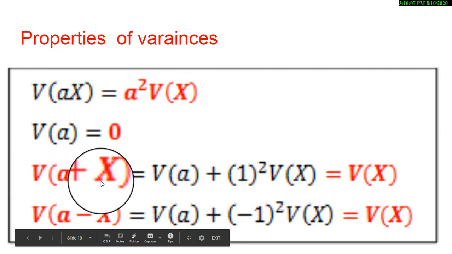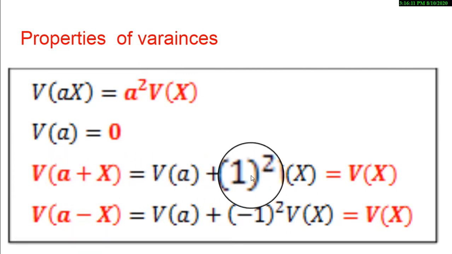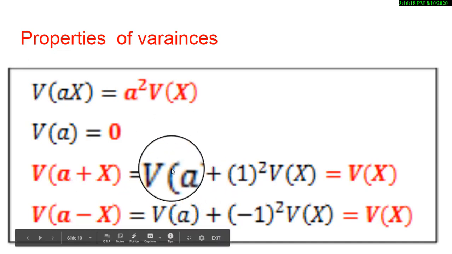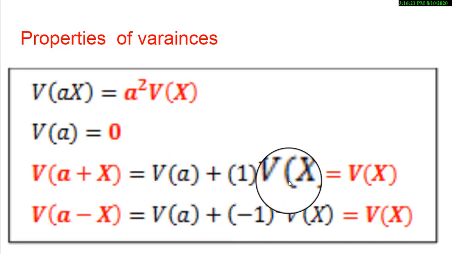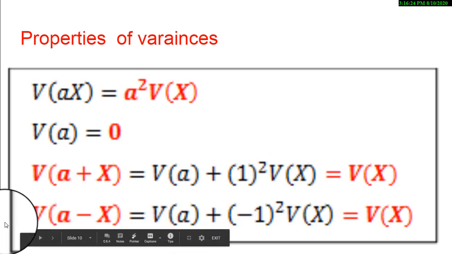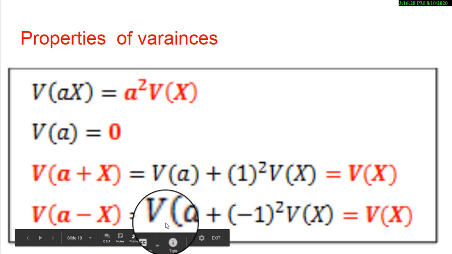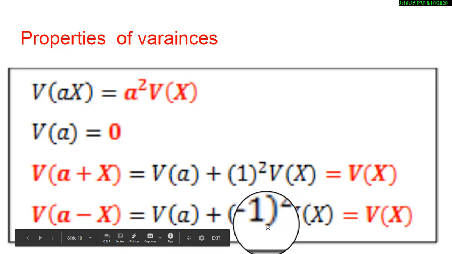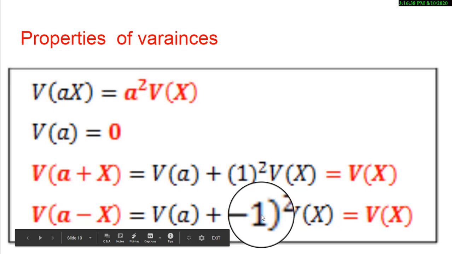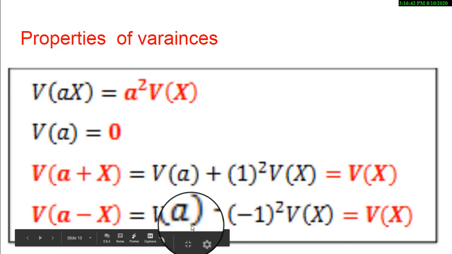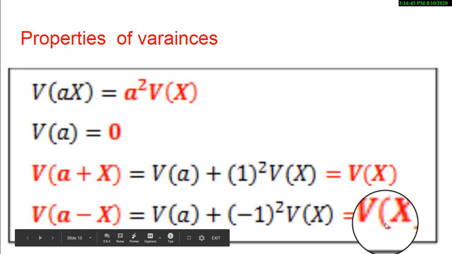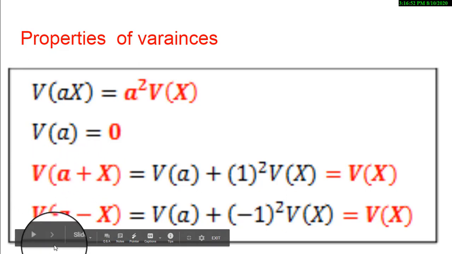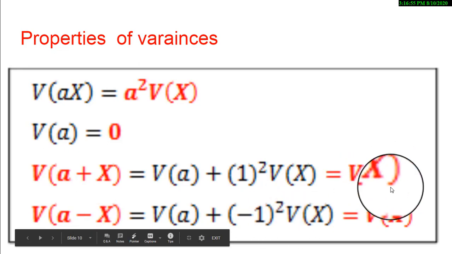It says that variance of a plus x is nothing but variance of a plus 1 square into variance of x, that will give us variance of x. Why? This variance of a is nothing but a constant and it is 0, so we will be getting v of x, or variance of x. Similarly, variance of a minus x is equal to variance of a, we are separating, plus this minus term we are taking as square, not a square, the constant value. Over here minus is there and nothing means 1 square into v of x, so we'll be getting variance of x. Now in this, what we can say is, whenever you have variance of a plus x, it is equal to variance of a minus x, which is nothing but variance of x.